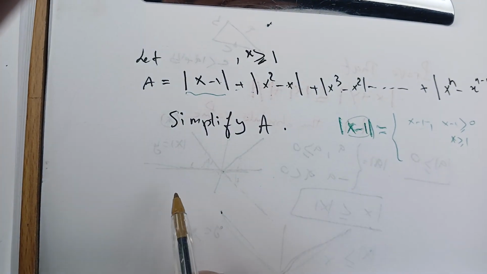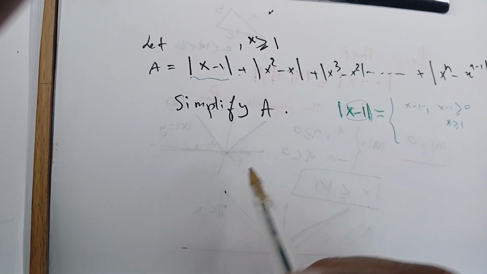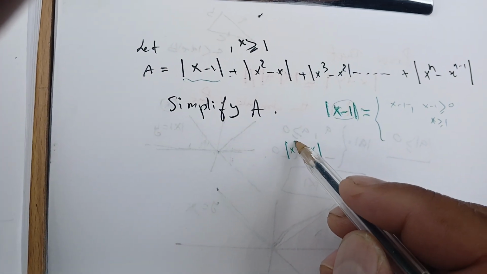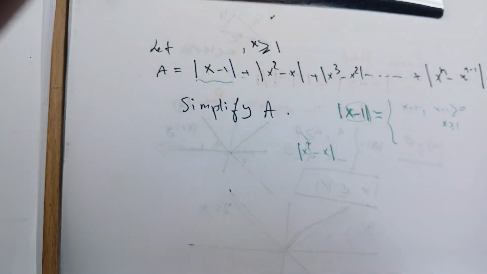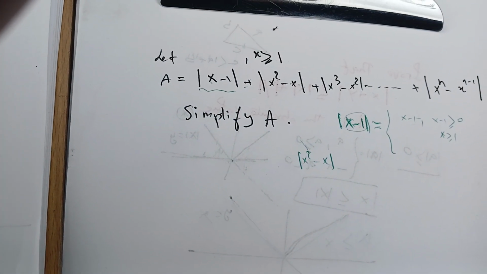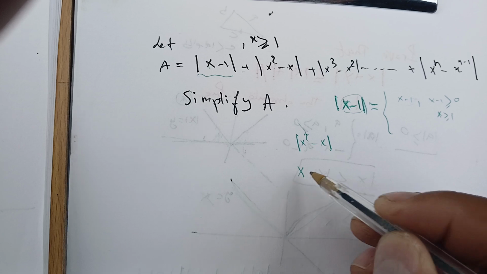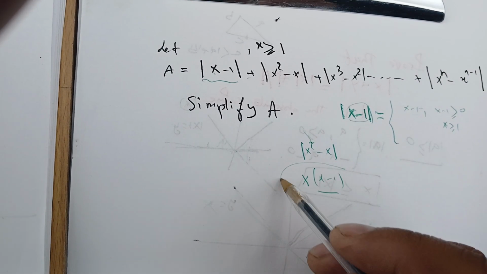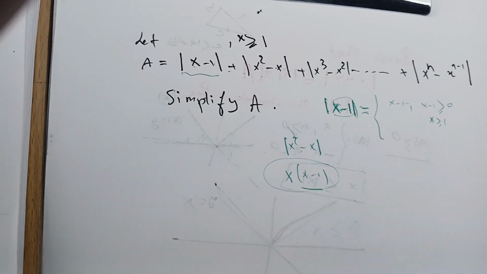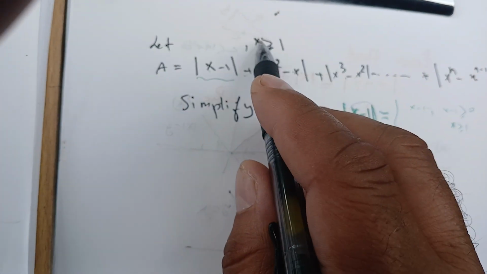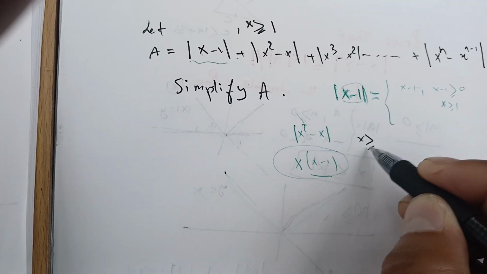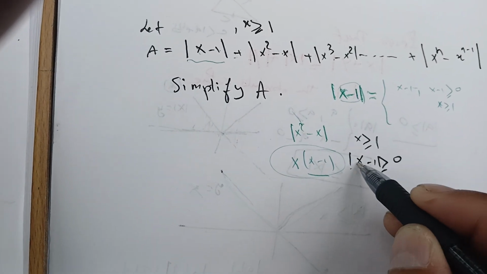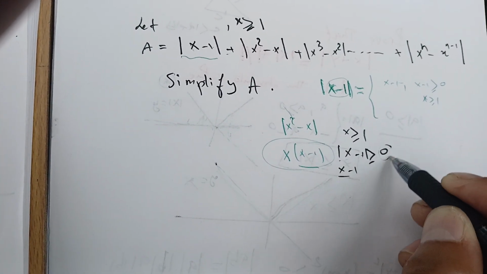Now the next one is x squared minus x. We can see there is some relationship between this one and x minus 1. Yes, there is a relationship: it's just x times x minus 1. But we don't need this one if you don't see it. In fact, we are given that x is bigger than 1. Since x is bigger than 1, that means x minus 1 is bigger than 0. That means the absolute value of this one is just itself, x minus 1, because it's positive.